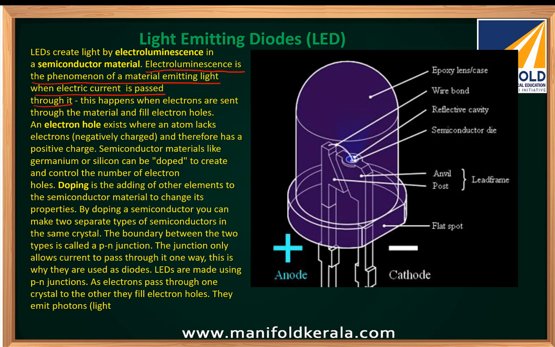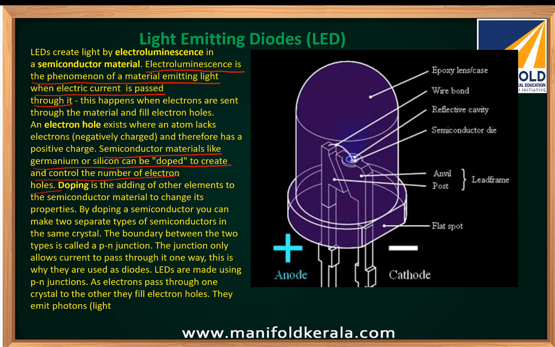It happens when electrons are sent through a material and they fill the electron holes. An electron hole exists when an atom lacks electrons and therefore has a positive charge. Semiconductor materials like germanium and silicon can be doped to create and control the number of electron holes.